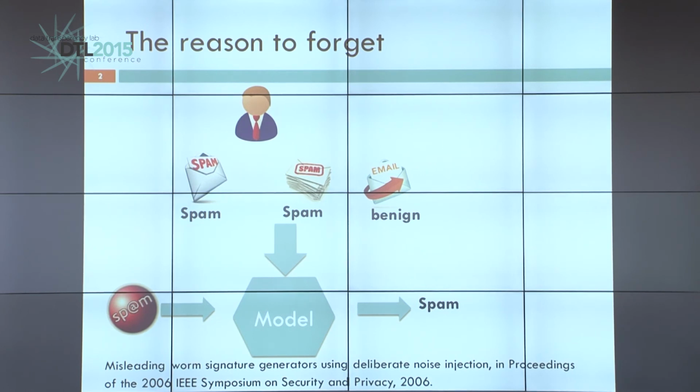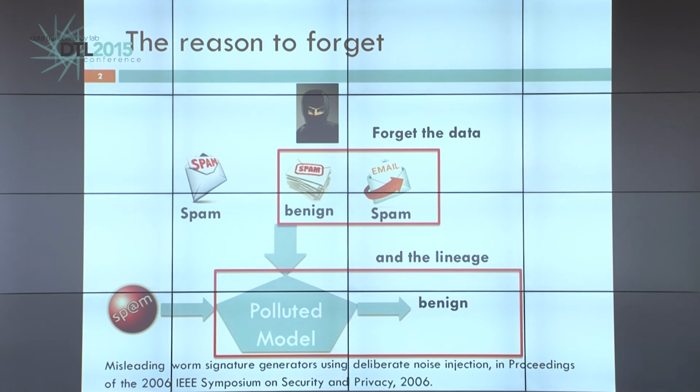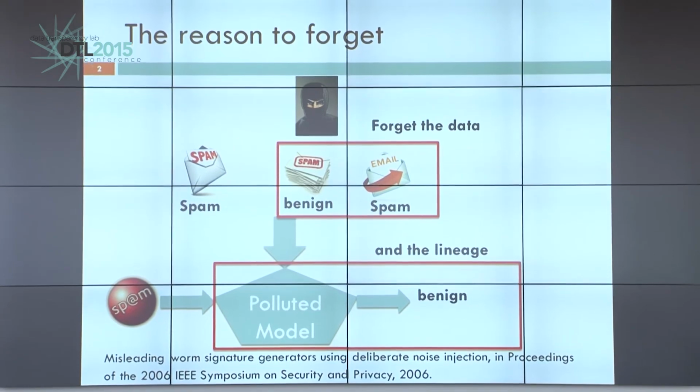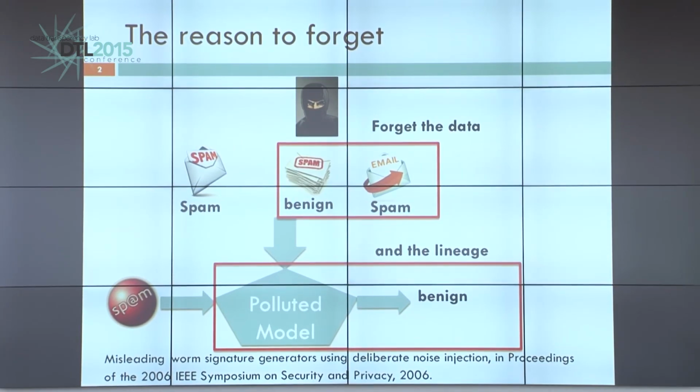However, this is not always the case. Say, for example, now we have an attacker, and what the attacker does is always label spam as benign email and benign email as spam. In this case, this model will be polluted. We call it a polluted machine learning model, and therefore, when we have a spam, it may probably be identified as benign email. In these cases, we may want the system to forget what it has learned before. So this is the first reason we want the system to forget. There are more reasons; you can look at my poster.